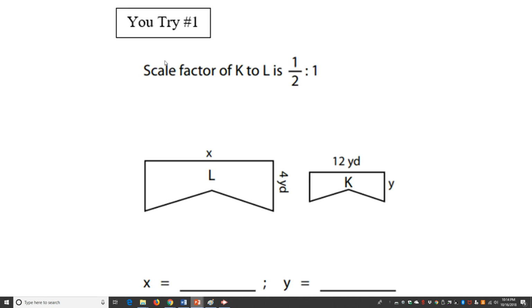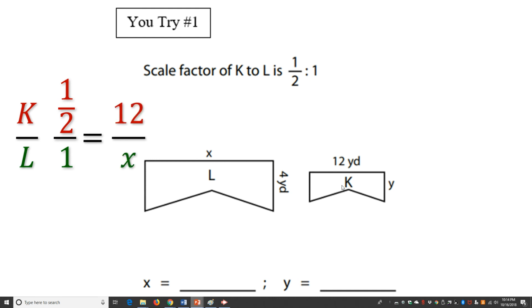So on U-try number 1, we have a scale of K to L is 1/2. So K to L is 1/2 to 1. And then we look at each of these shapes. K, this length here is 12, and L has the X. So that's why I line things up. And then we're trying to figure out, how does 1/2 become 12? Well, half of 24 is 12.